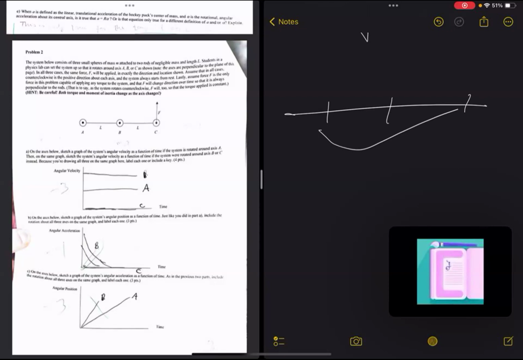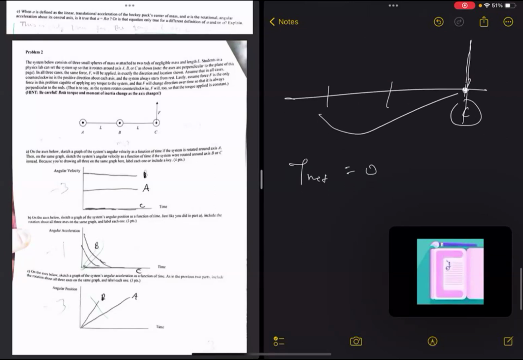See what I have done. I have broken this down, right? So I got to know that there are three different axes. So I have said first I will select axis C. Now let's do the calculation for this. When there is an axis at C, then the net torque is zero. Is that right? When net torque is zero, what does this mean?